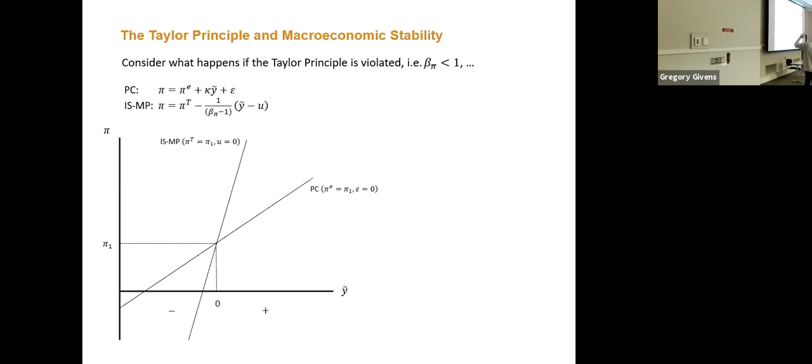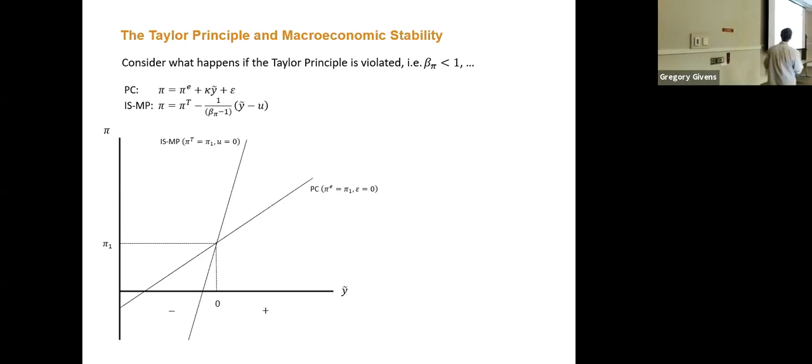When beta pi is exactly equal to 1, what happens to the slope of this line, the ISMP curve? You get a 1 divided by 0, which approaches infinity. So the slope of the ISMP curve basically becomes vertical when beta pi is equal to 1. Once beta pi gets slightly less than 1, then the slope becomes positive, but very, very steep. So the way I've graphed it here would be for a value of beta pi that's just a little bit under 1, let's say 0.9, something like that.